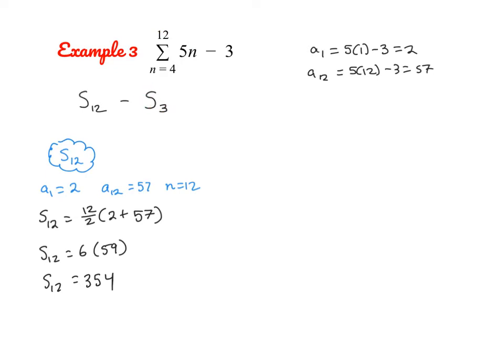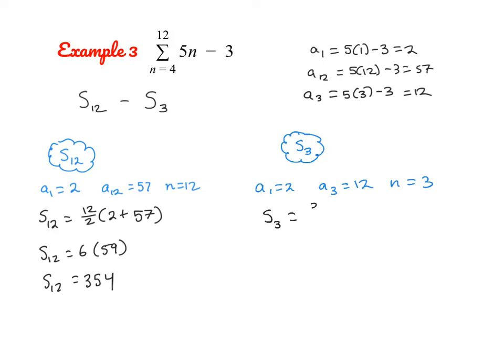Now we need to find the sum of the first 3 terms so we can subtract. Let's do that over here. We already know that a sub 1 is 2. We can quickly find a sub 3 by plugging it in here, and that will give us 12. And n is 3. So we do 3 over 2 times 2 plus 12. The sum of the first 3 terms will be 3 over 2 times 14. So we can do 14 divided by 2, which is 7, times 3, which is 21.